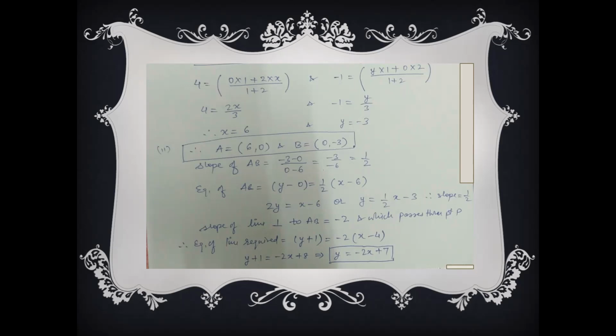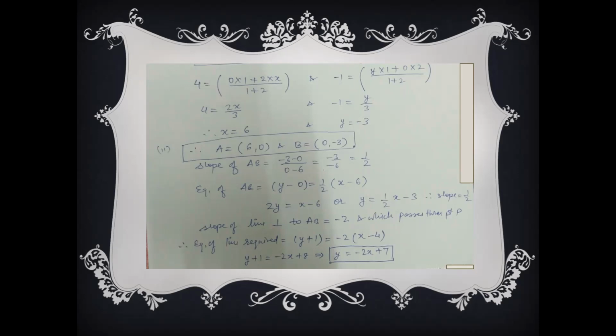So the slope of AB: we now have 2 points, so using the two-point slope form we can simply calculate. The slope we got is (-3 minus 0) upon (0 minus 6), which is 1/2. Now we can take any of these points to frame the equation of the line, which becomes y minus 0 equal to 1/2(x minus 6). So cross multiplying, the final equation we got is y equal to 1/2 x minus 3. Here the coefficient of x is 1/2, so our slope is 1/2.